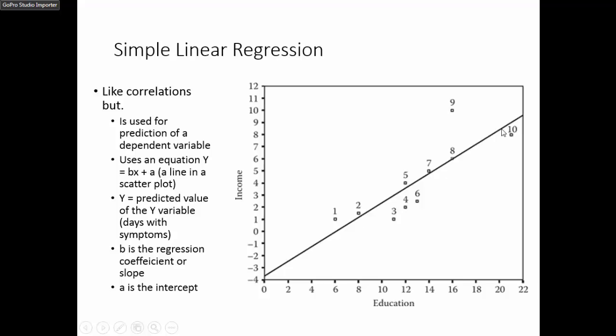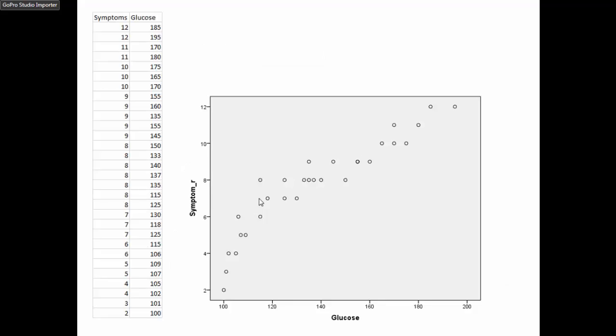And then this line could be used then to predict income by looking at education. So if somebody has an education of 10, you go to 10, you follow that up to the line, and then you look to the left to see where it crosses with income. And you would say someone that has an education of 10 has an income of 3. So that's the power of simple linear regression and its predictability.